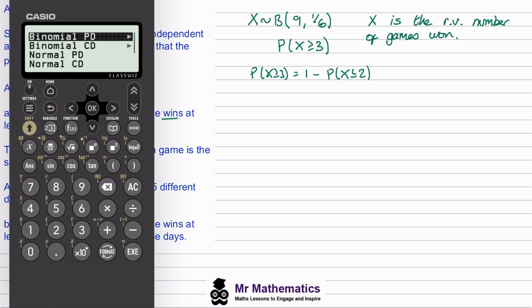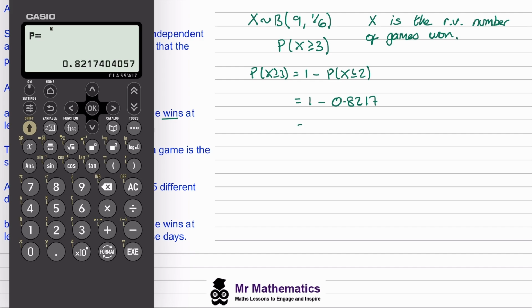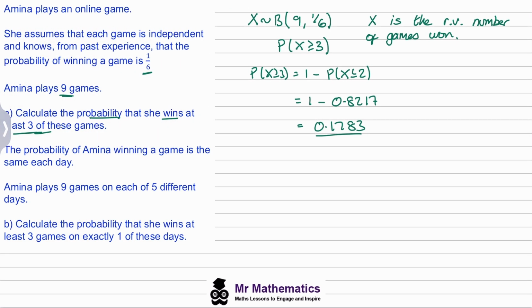So we can work out this probability. We'll go back, binomial CD. This time we want variable. We'll enter X as 2, 9 trials, and a probability of 1 divided by 6. And we get 1 minus 0.8217, which is 0.1783. Okay, so this is the probability that she wins at least 3 of the games.